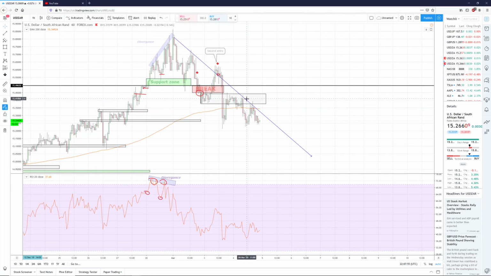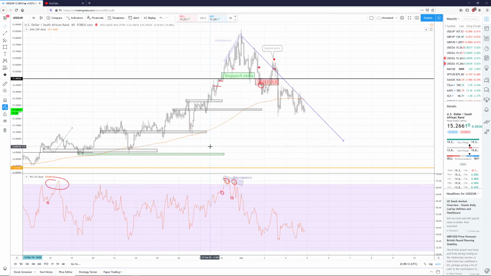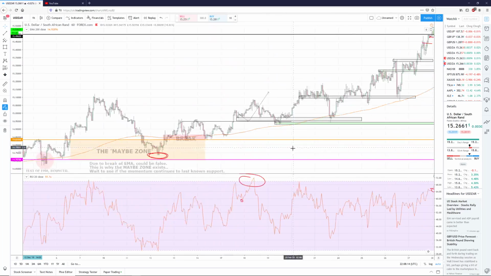So it's come into the box, it's now dropped out. As you saw here, it came back up and tested the lower part of that support, which is why I say these are support zones. Zones can be big, like this is quite a big zone, but you'll never get lines, they never exist. Support lines never exist.